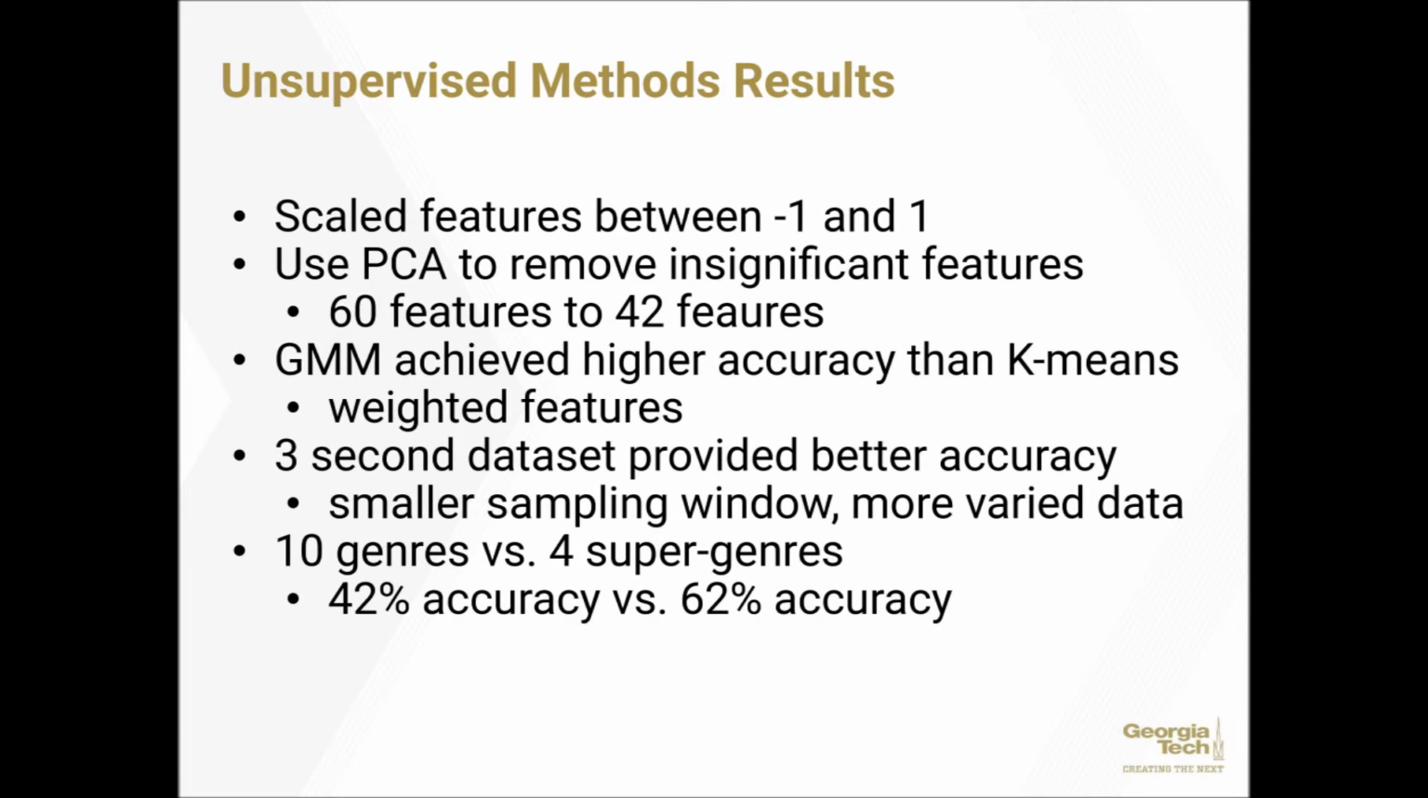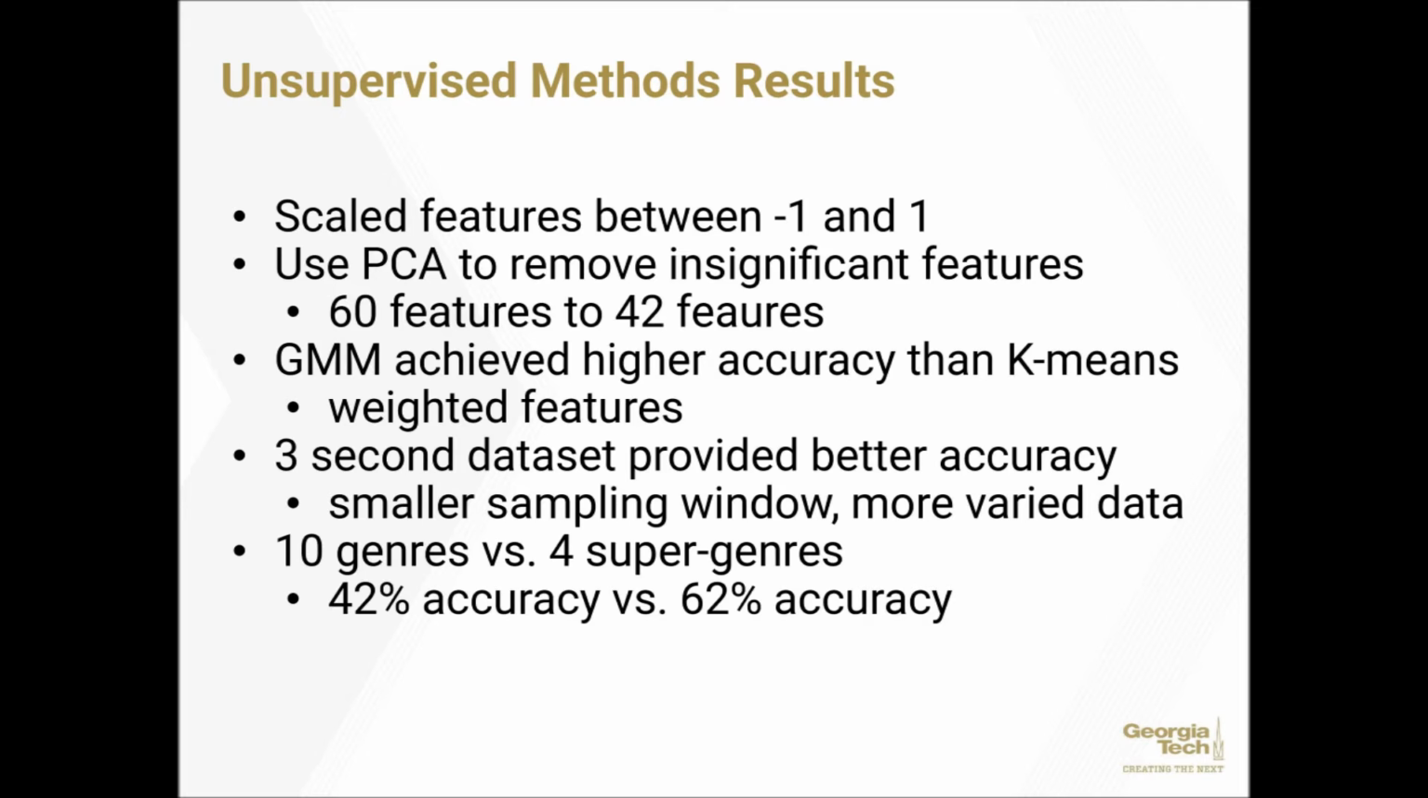So for our unsupervised method results, these were the following. For starters, we scaled our features between -1 and 1. We then used PCA to remove insignificant features. That resulted in now working with 42 features rather than 60. Overall, GMM achieved better results as the accuracy was higher than K-means. This is probably due to the features being weighted in GMM.